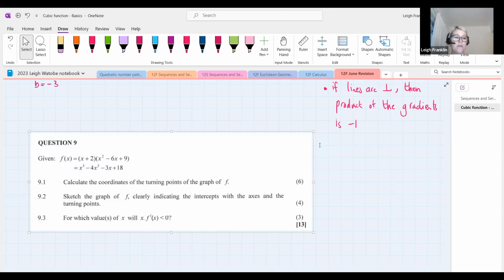The first thing that they are asking us to do is calculate the coordinates of the turning points of f. So when we want to calculate the coordinates at the turning point, what do we need to do, Matrix? How do we calculate the coordinates at the turning point? What do we need?